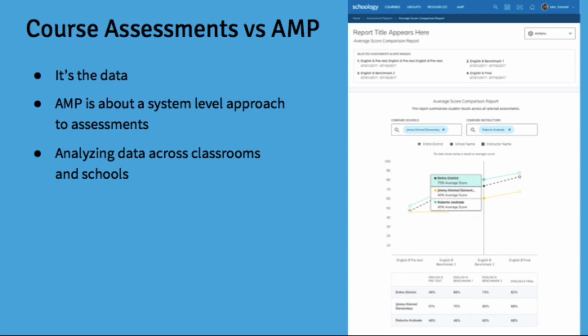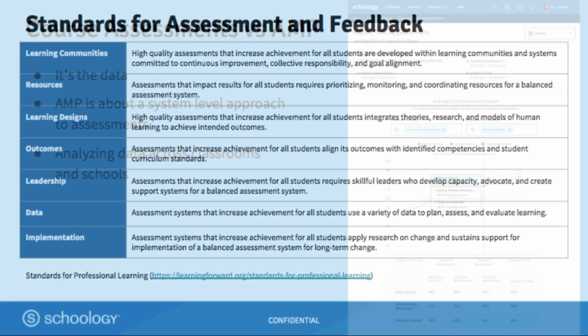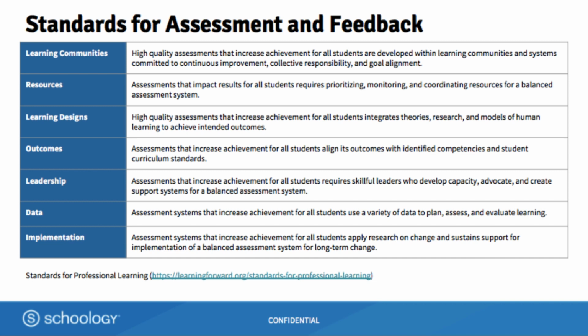Still wondering about the difference between course-level assessments and the Assessment Management Platform? Think about the data. While there are things they have in common, like aligning to standards and providing rubrics, AMP is about a system-level approach to assessments, from creation to deployment to the data. In this course, like ongoing professional learning, we're looking at the 7 categories from Learning Forward. As you go through the course, you'll see these adapted standards in the IC maps and in Mastery, which will help you see if there are specific areas of focus for your district after taking the diagnostic.